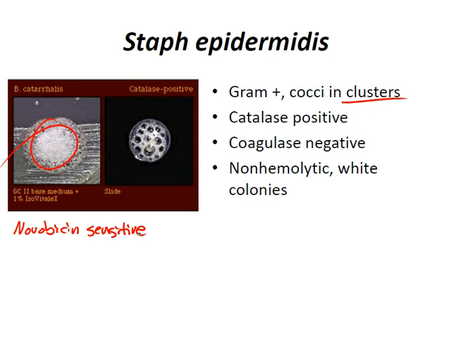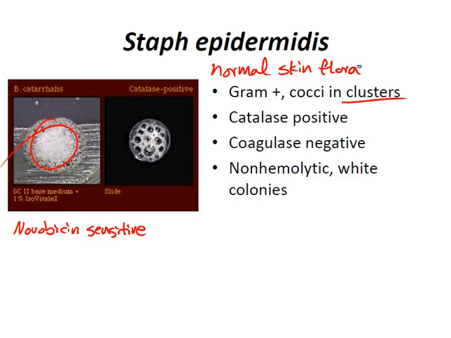He's novobiocin sensitive and can be used to distinguish Staphylococcus epidermidis from Staphylococcus saprophyticus. Because Staphylococcus epidermidis is novobiocin sensitive, Staphylococcus saprophyticus is novobiocin resistant. So Staph epidermidis is considered normal skin flora and is notorious for contaminating what?